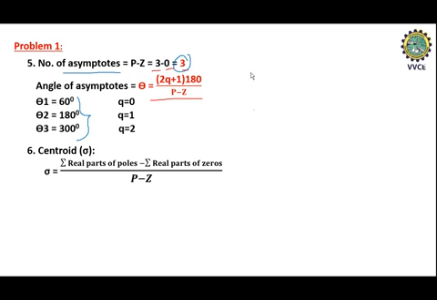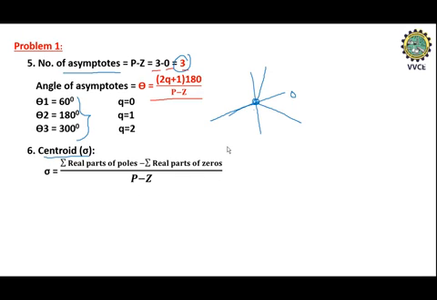For example, if this is the S-plane, this is 0 degree and this will be 60 degree and this will be 180 degree and this will be 300 degree. And there should be some intersection point to these asymptotes. That you need to find using centroid. Centroid can be obtained from the equation: sum of the real parts of the poles minus real part of the zeros divided by p minus z.